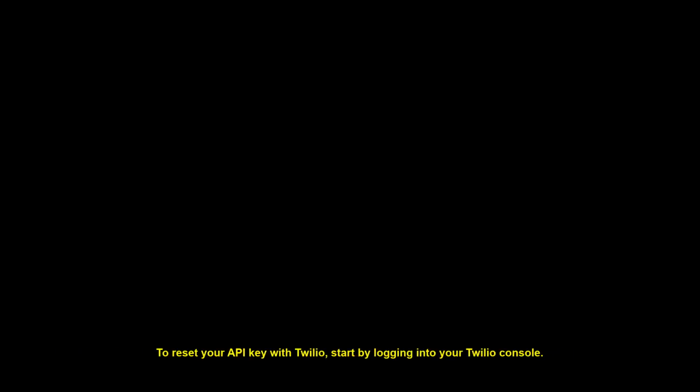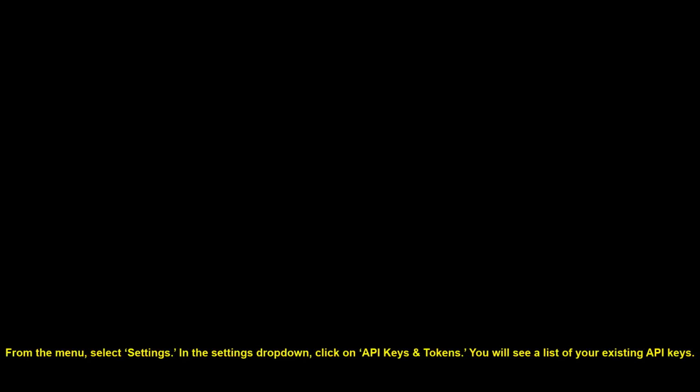To reset your API key with Twilio, start by logging into your Twilio console. Once you're logged in, navigate to the top right corner of the page. Click on the three horizontal lines to open the menu. From the menu, select Settings. In the Settings drop-down, click on API Keys and Tokens.